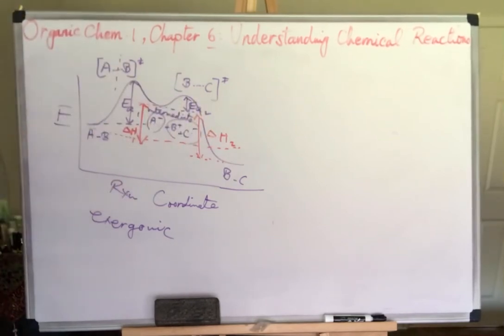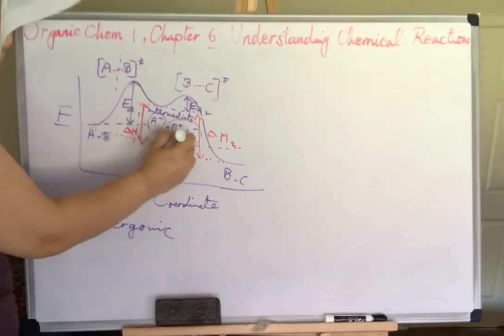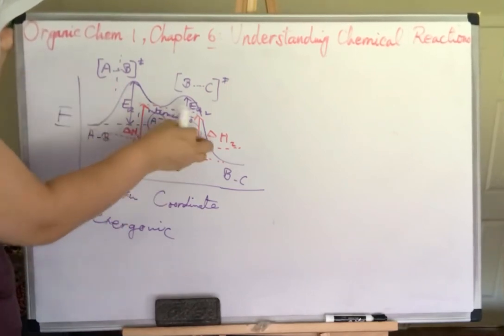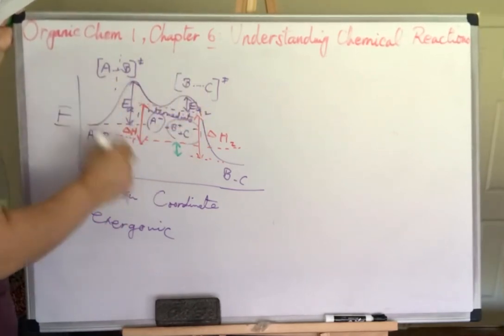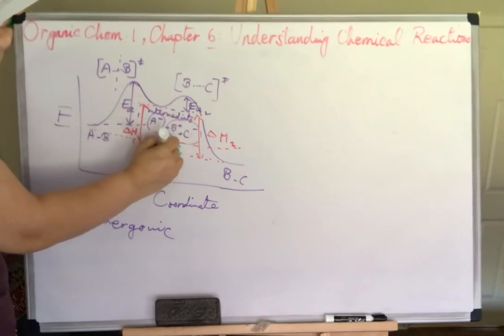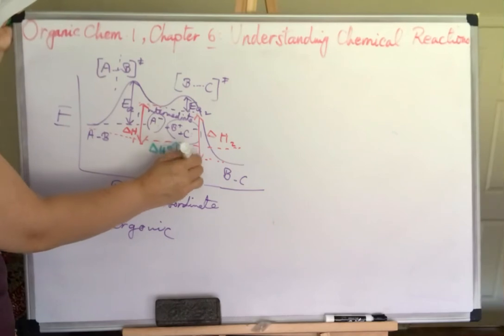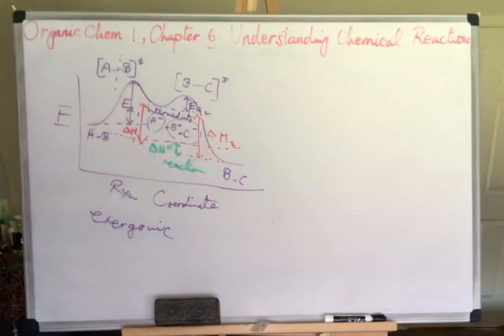So the difference between delta H1 and delta H2 here is going to be delta H of reaction. Okay? This is delta H2, this is delta H1. The difference is going to be delta H standard of reaction. This is what you are supposed to be able to calculate based on the data and the given diagrams.